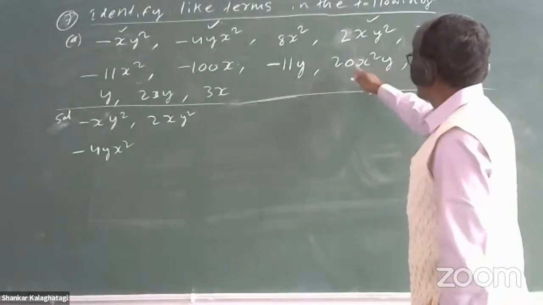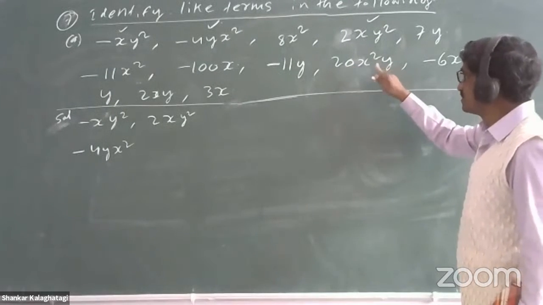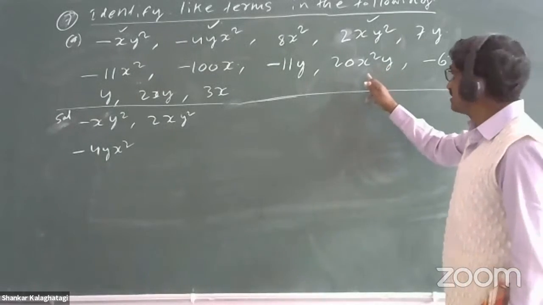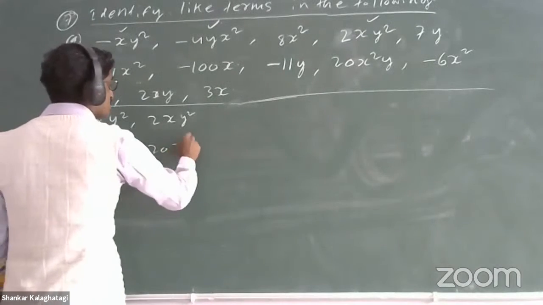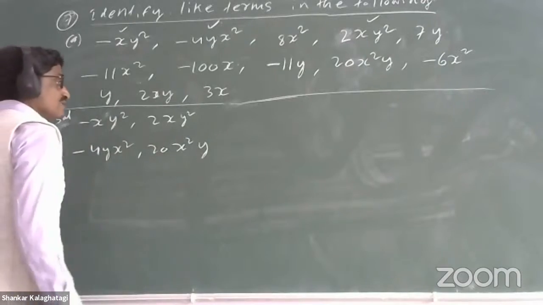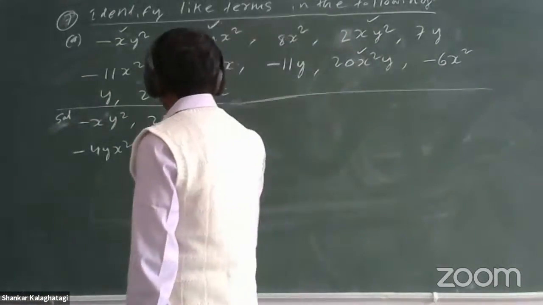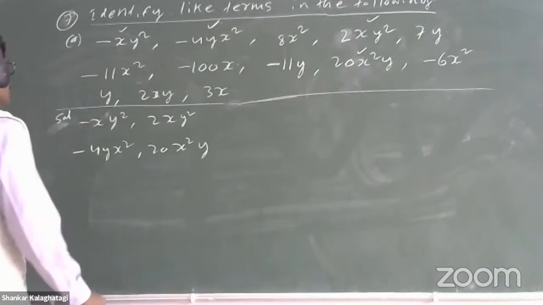Here, 20x square y or yx square. See, I told you, don't look at the order. Okay, so 20x square y. X square is the x square, y is the y. Okay, any more? No. This is also over. Why I am ticking means once we tick, we are not going to look for that one.